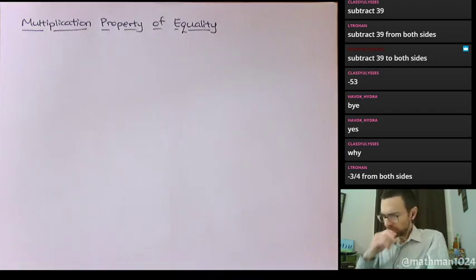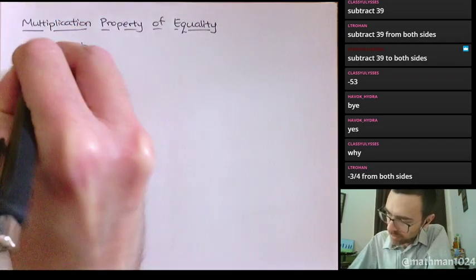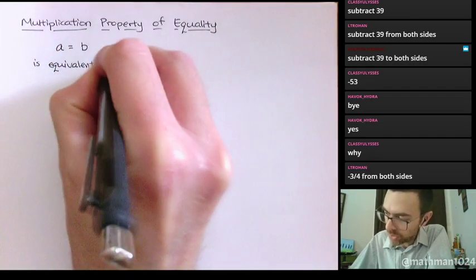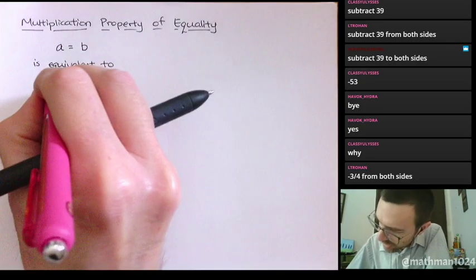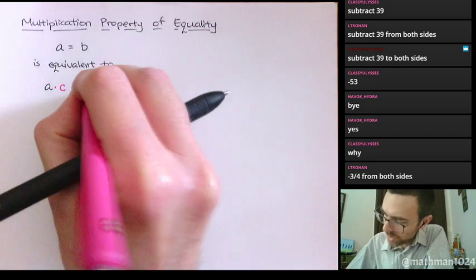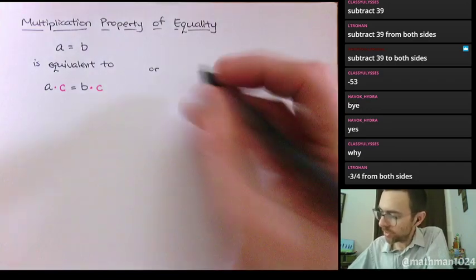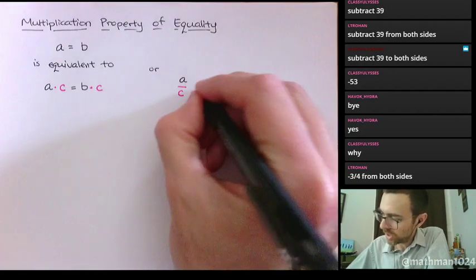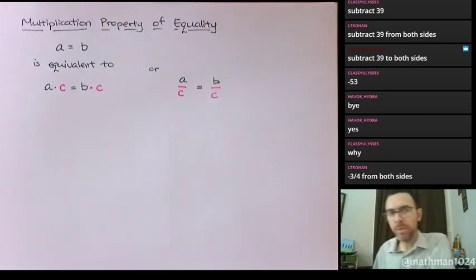All right. So the multiplication property says this. It says that if you have the equation a equals b, then this guy will be equivalent to and have the same truth value as this equation. That a times c equals b times c. Or if you want to think about it this way, you can do division with this. So a divided by c would equal b divided by c, but we've got to be careful about this.